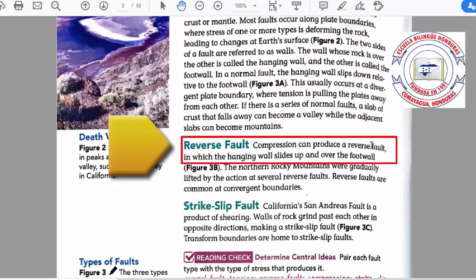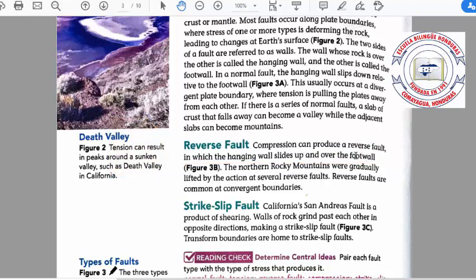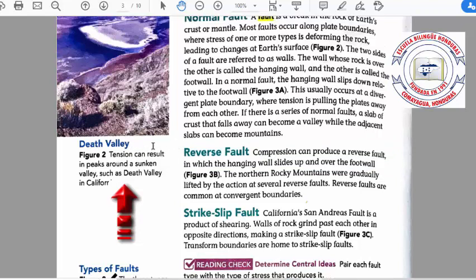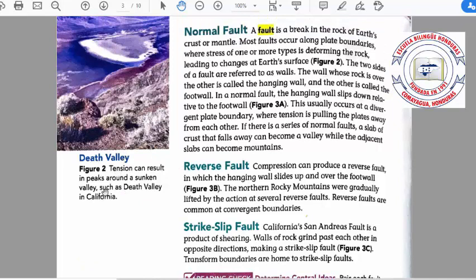Then we're going to move to the second fault, the reverse fault. Compression can produce a reverse fault in which the hanging wall slides up and over the footwall. Okay? Underline this part please, the first two lines. You have a picture over here, guys, of Death Valley. Tension can result in a sunken valley, such as Death Valley in California.